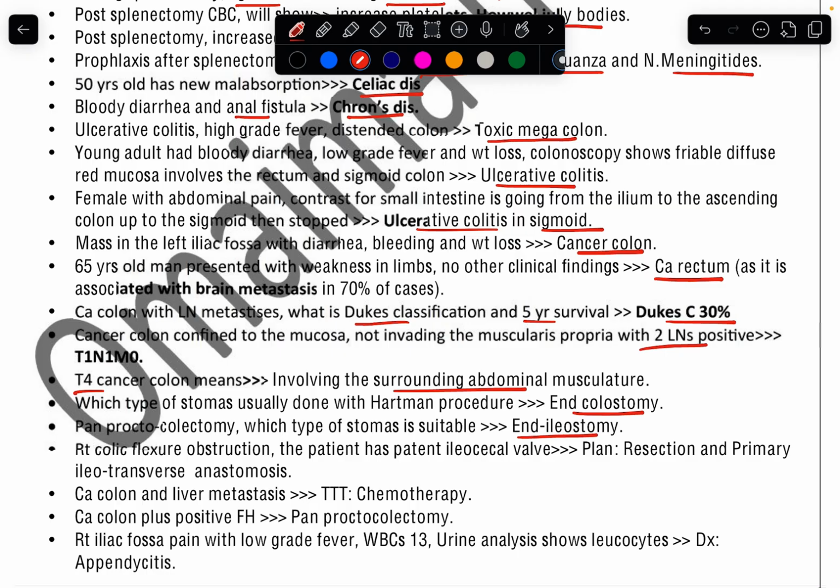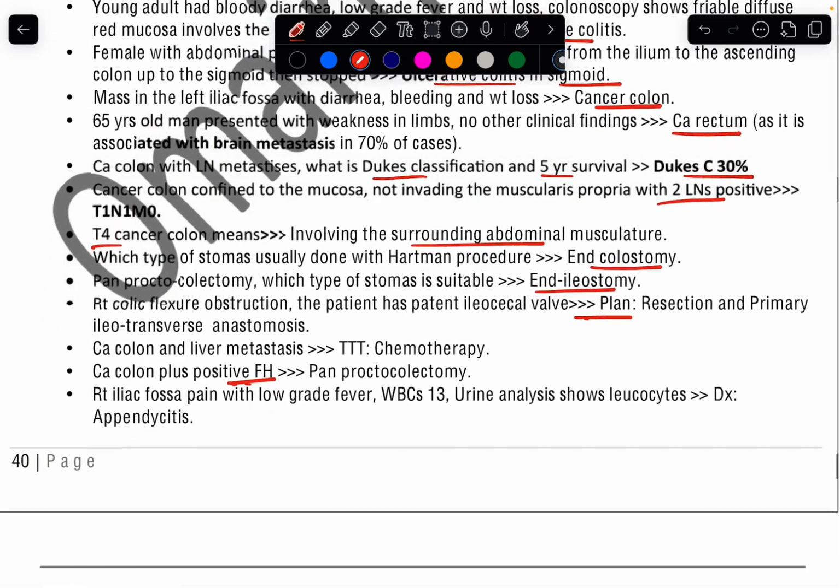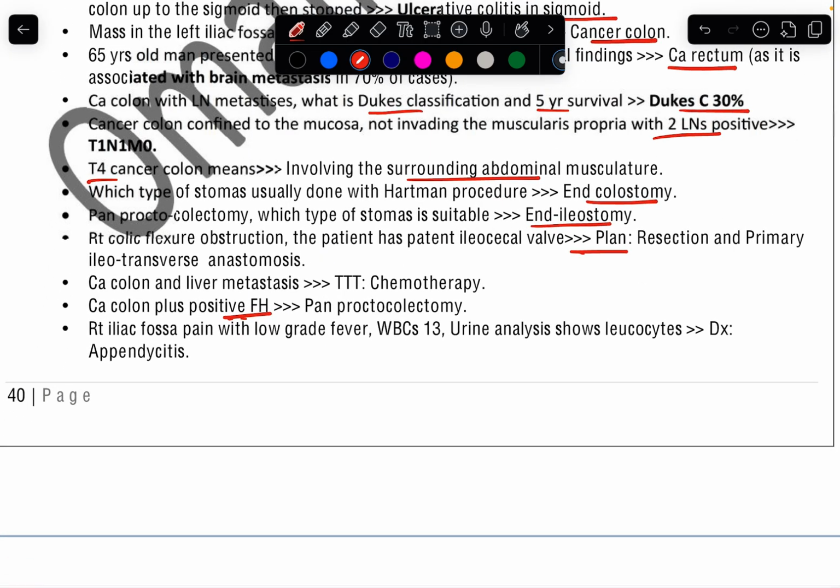Right colonic flexure obstruction. A patient has ileocecal wall, plan resection. CA colon and liver metastasis, chemotherapy. CA colon plus positive family history, familial adenomatous polyposis. This is familial adenomatous polyposis. Proctocolectomy. Right iliac fossa pain with low grade fever, WBC 13.